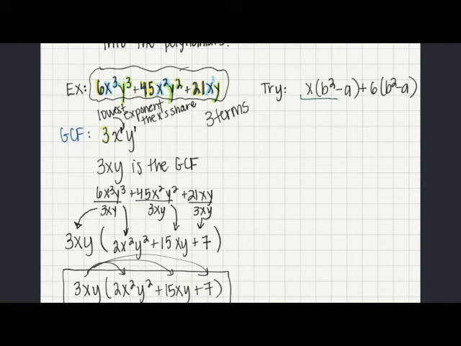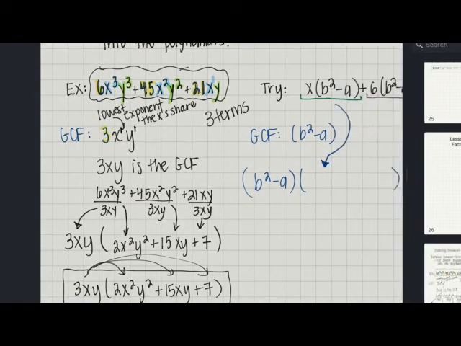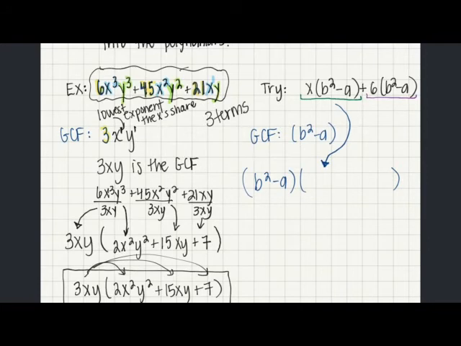Okay, what I have here is two terms. I have one term connected by multiplication, and a second term connected by multiplication. Both of those terms have a b squared minus a in common. So the GCF is b squared minus a. Now when I factor out b squared minus a, I'm going to be left with a term from the first term and a term from the second.